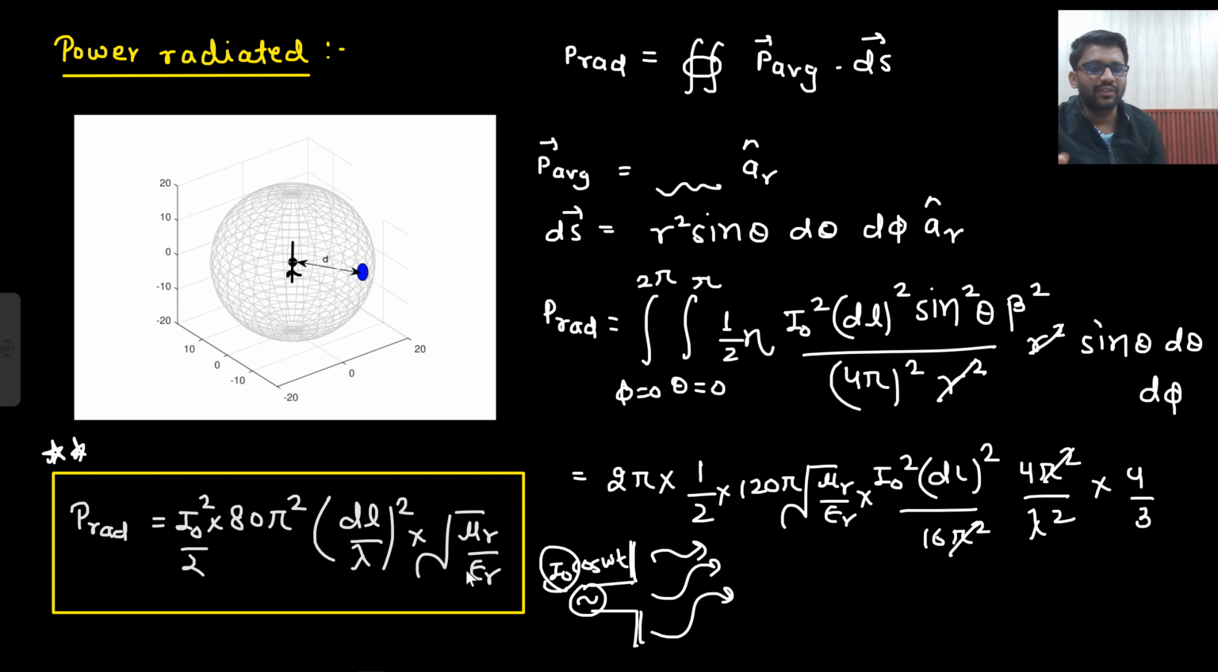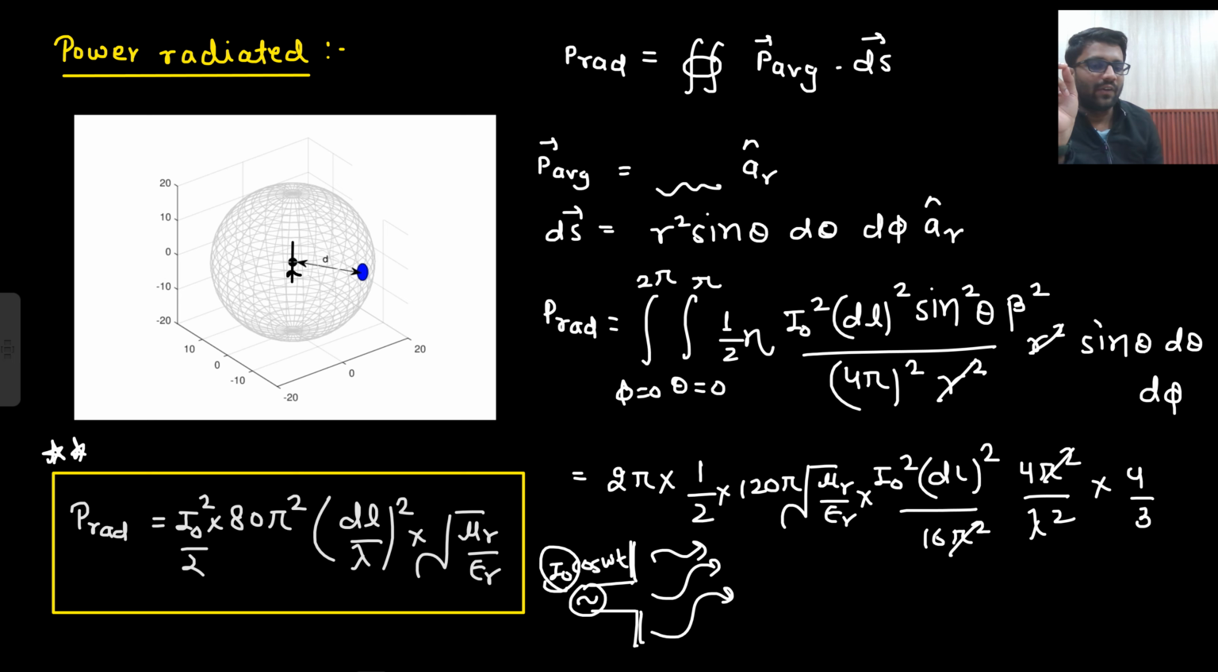But if it is free space or air, then you don't care about this expression. So medium, dl and I naught: source, length and the medium. It depends on only three factors. It doesn't depend on the R value. Okay. So what is R?